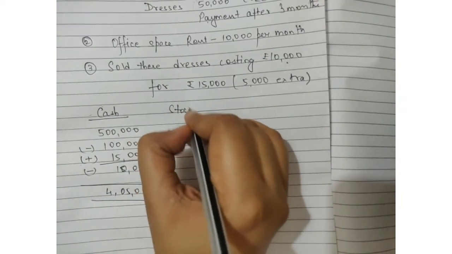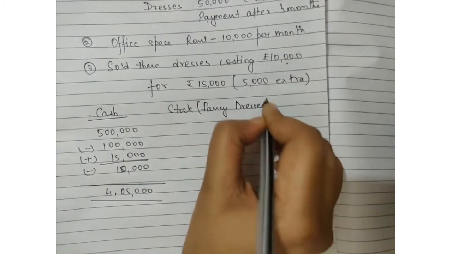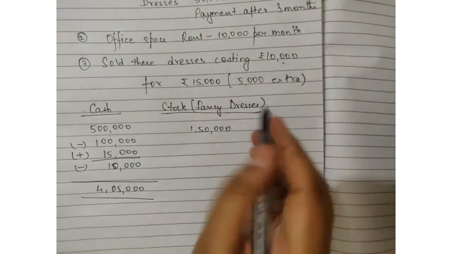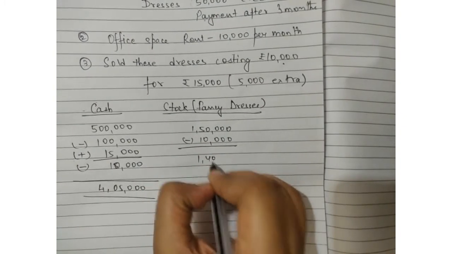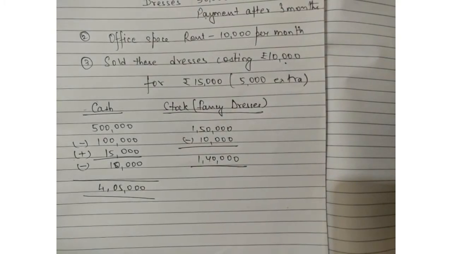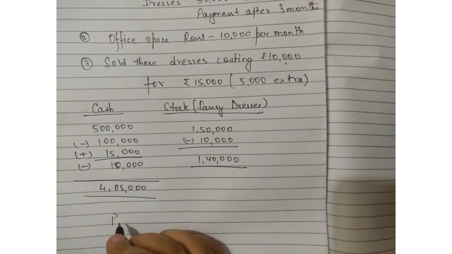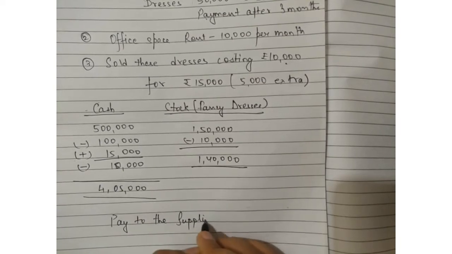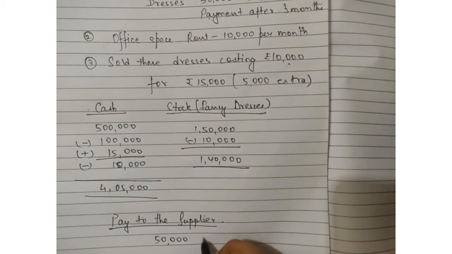He will have stock, that is fancy dresses. He had bought 1 lakh 50,000 worth of clothes, out of which he sold 10,000 worth. So, he will have 1 lakh 40,000 worth of fancy dresses in his godown. Now, he also has to pay to the supplier 50,000 rupees after 3 months.